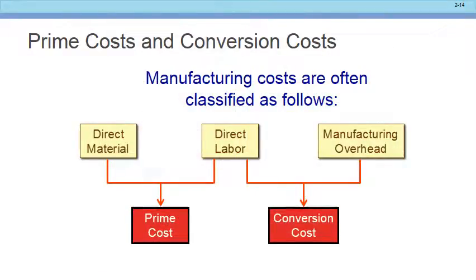Now, a couple of different terminologies here, guys, and this is here to annoy you. This language that they use is designed to annoy you, okay? We take our direct materials and our direct labor, and we call those prime cost. And then we say that our direct labor and our manufacturing overhead are considered conversion cost as we convert our materials into whatever it is that we're making, the sandwich, right?